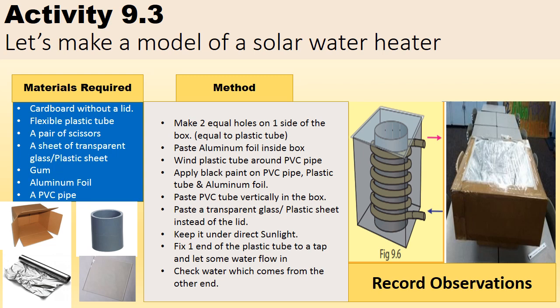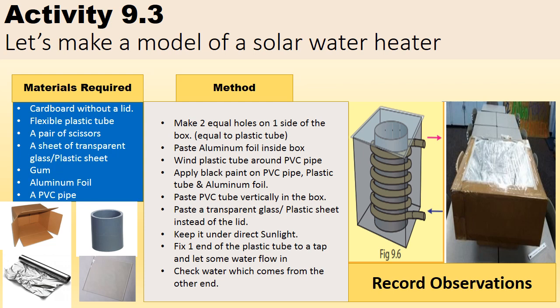So just take the cardboard box first. The first step is you have to take the cardboard box and you can make 2 holes in the box as it is shown in the picture. The 2 holes must be equal in size and it must be equal to the diameter of the plastic tube. So children, make sure that you can insert the plastic tube through it.